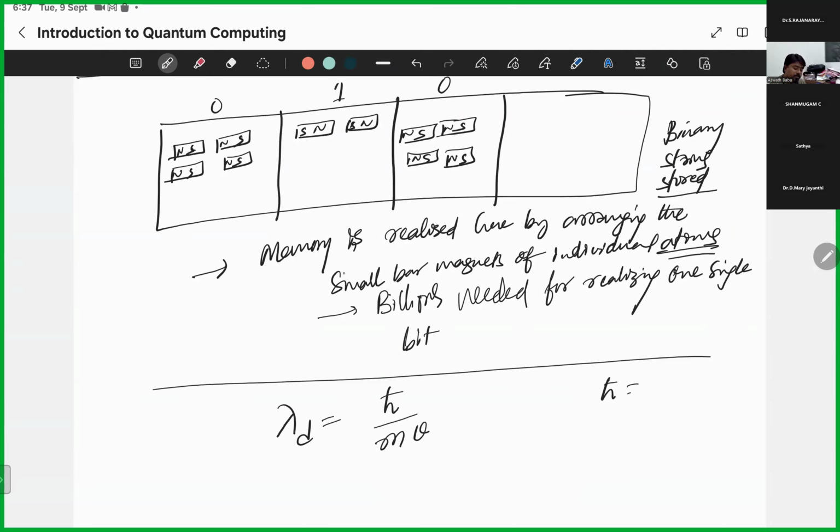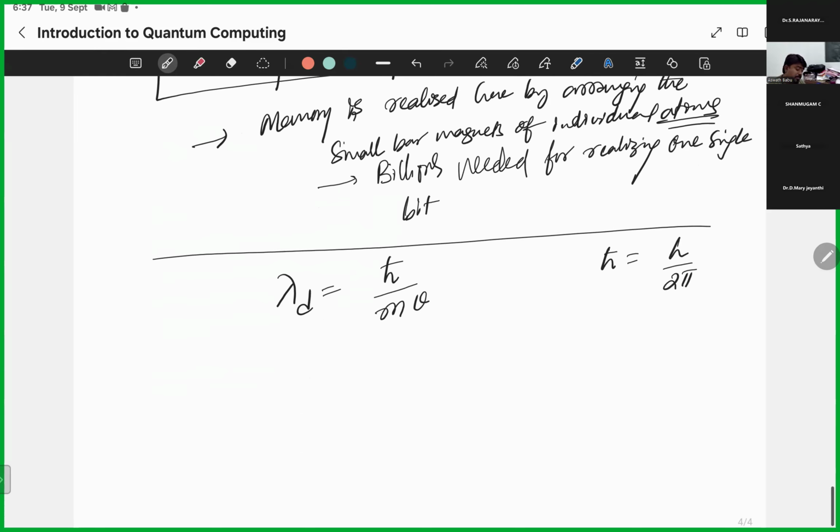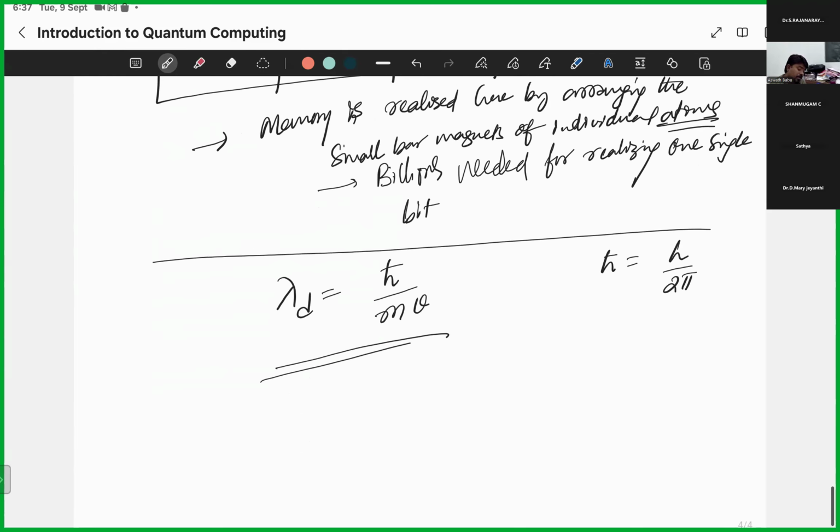Here h-cut means h by 2 pi, that is h cross. Now, what is this? It is a chance whether we see a quantum wave nature in a particle or not. A particle shows a resemblance to the wave nature. It is not becoming a wave. It shows a resemblance to the wave nature.